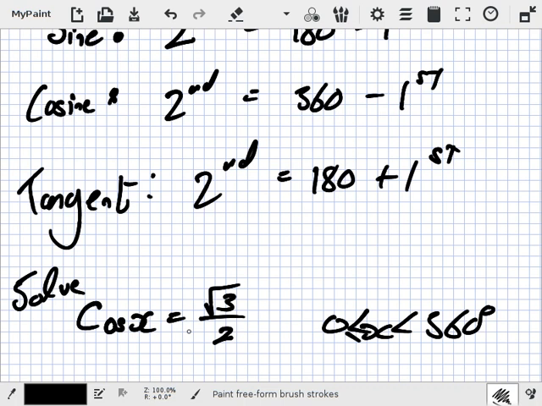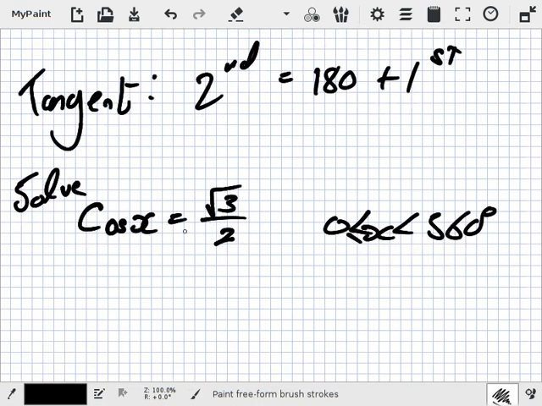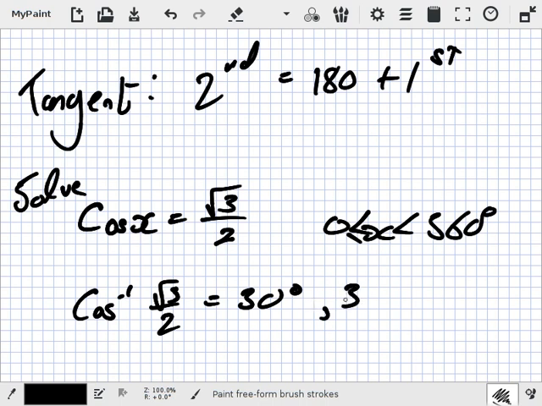330 and 30, yeah? Okay, so if you type in cos inverse root 3 over 2, does that give you 30? Yes. And then the second answer, according to my list, is 360 minus the first answer. So 360 minus 30 is 330.